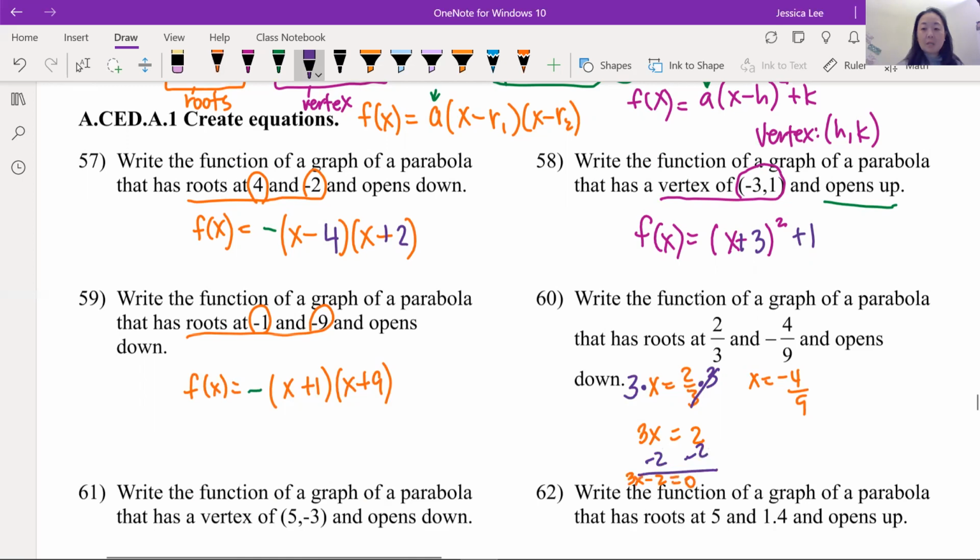So we're going to first, okay, it was probably multiplied, right? Multiply by 9. And then it's going to be 9x is equal to negative 4. And we're just going to move that to the other side. So add 4 to both sides.